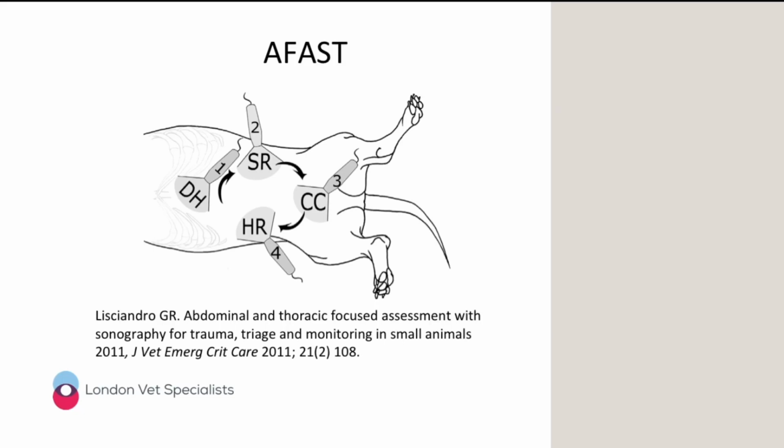Now, it's possible to grade the amount of fluid that's present based on the number of segments where fluid is detected. So, for example, if you were to detect fluid in regions 3 and 4, you could grade the abdomen as a 2 in terms of the subjective amount of fluid that's present in that abdomen.